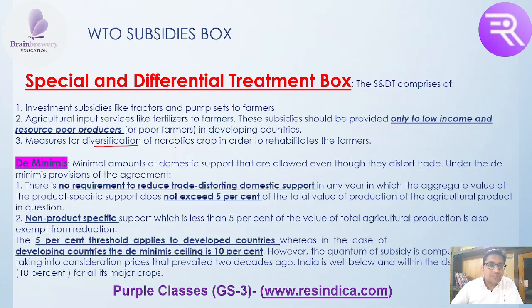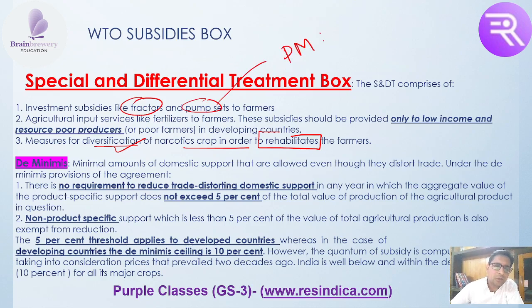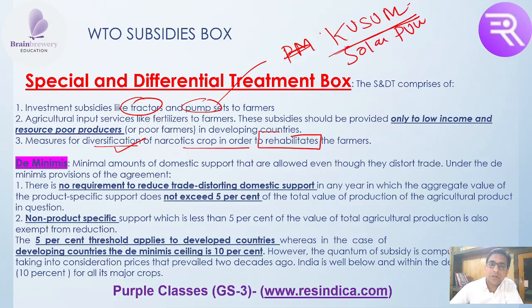Then measures for diversification of narcotic crops in order to rehabilitate the farmers. So here government is providing support to the diversification of narcotic crops, so as to rehabilitate the people. So here you are investing in tractors, you are providing tractors, you are providing pumps, look at the PM Kusum Yojana, Krishi Uthan Yojana, where we are providing solar pumps. So that will come under the special and differential treatment box.